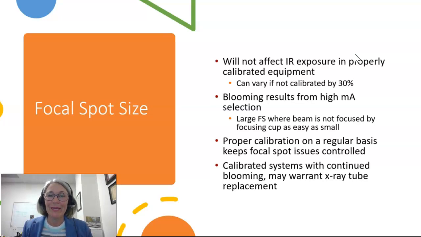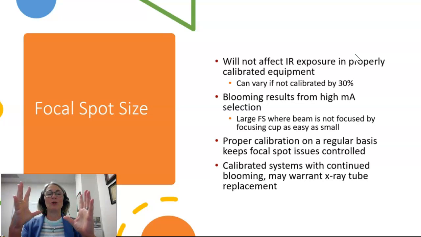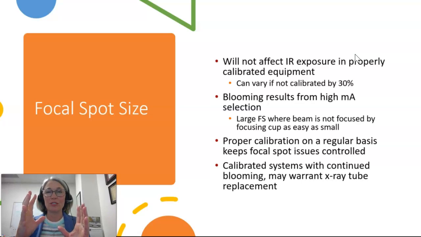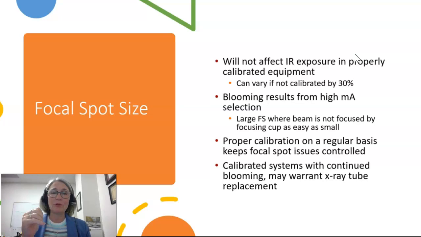All right, how does this happen? So there's blooming. It results from high mA selection. So a large focal spot where the beam is not focused by the focusing cup as easily as the small. So you have what's called the thermionic emissions. You have all those electrons just floating out there right off of the filament, right? So you have the focusing cup that's keeping them all in the area. When you have a large, it's easy with the small, but when you go to the large, it struggles more so, okay? We call that blooming. So it can't keep all those electrons in the area because the focal spot's so big. So when you actually expose it, there can be up to a 30% variation.